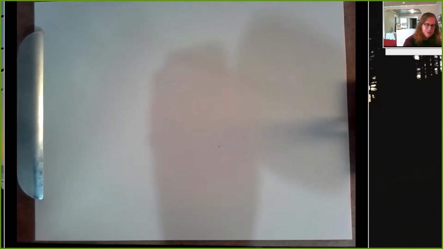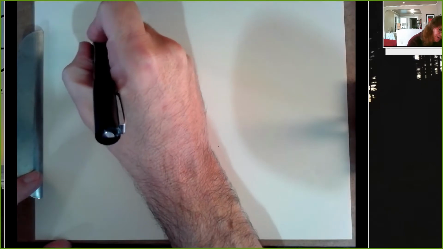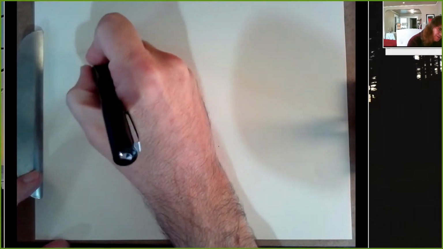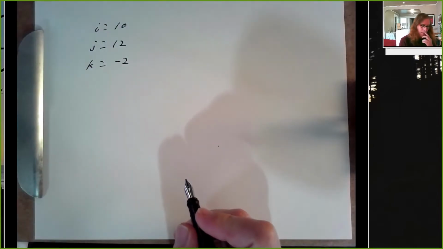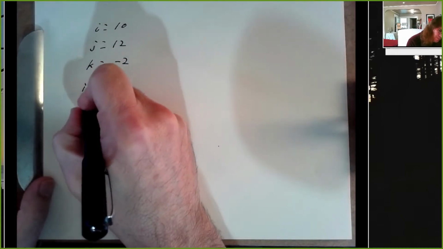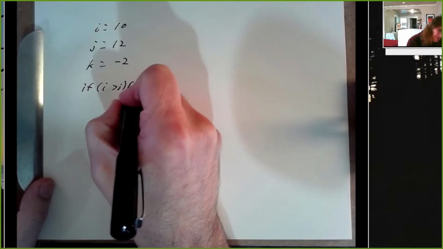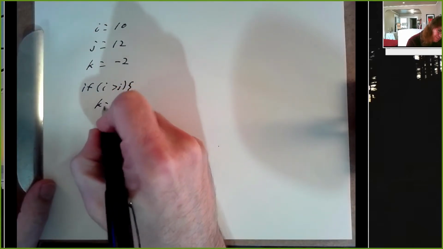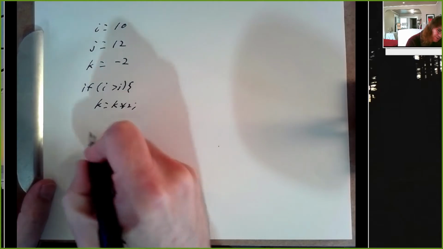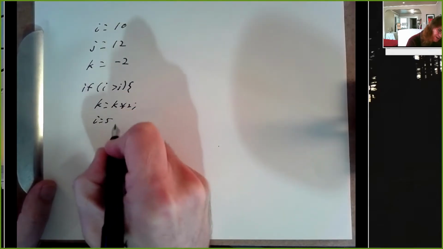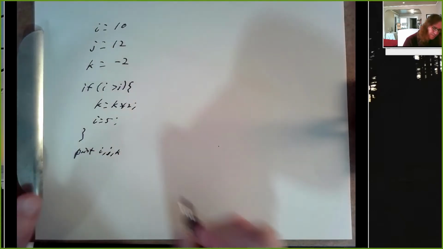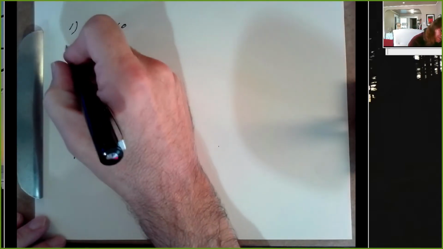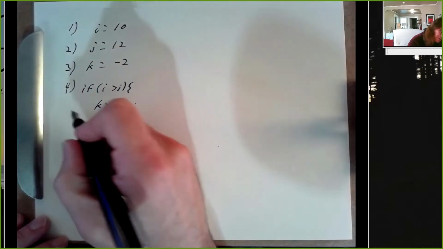Let's just assume these are integers and we're writing in C, and I equals 10, J equals 12, K equals -2. If I is greater than J, K equals K times 2, I equals 5, print I, comma J, comma K. Random program here. Put good old line numbers on these.